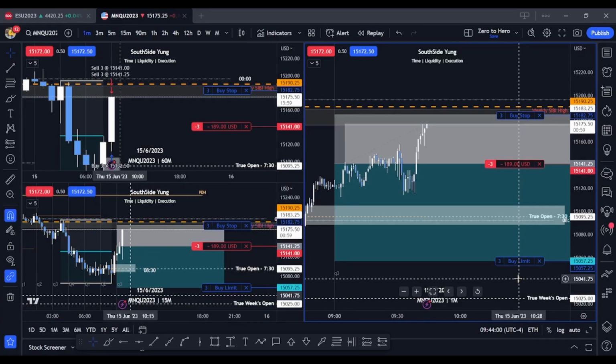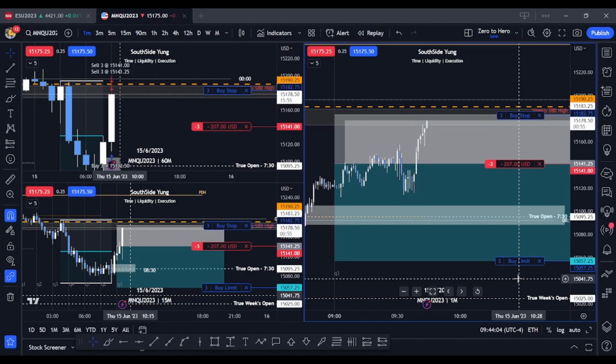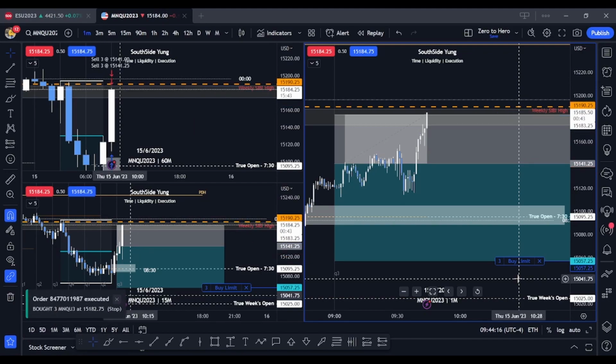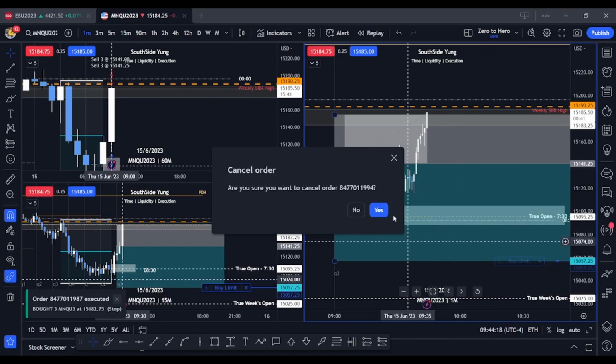Price coming into that BISI, rallying up again, hitting that 4 hour order block. If we don't get the right reaction here, oh, it's going to stop me out. It looks like it is, at least. Yep. Unfortunate, guys. Out of the trade here.